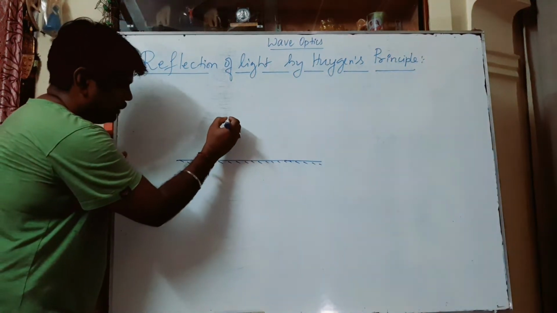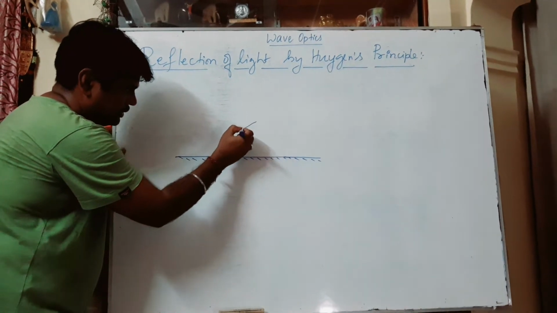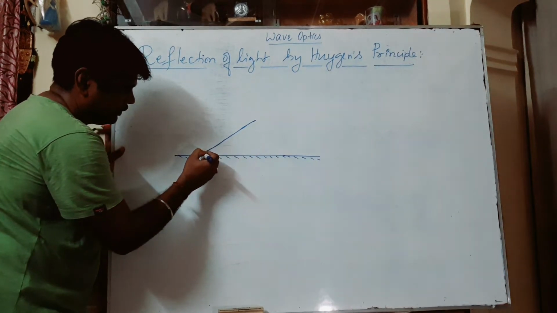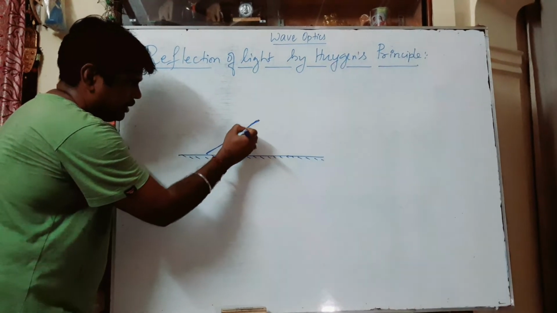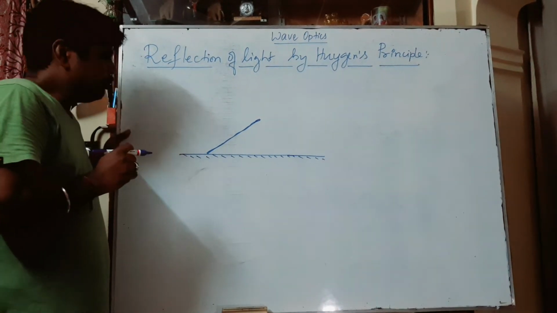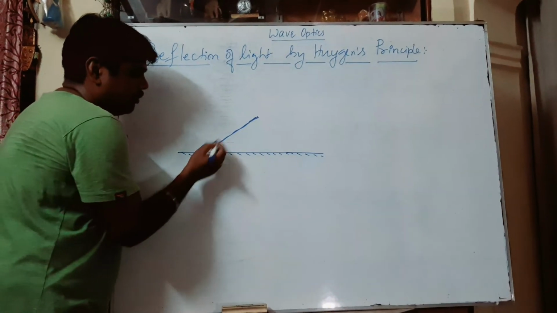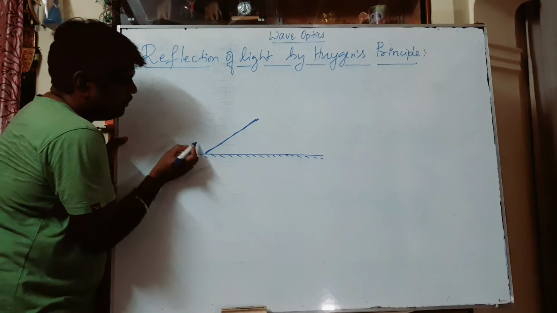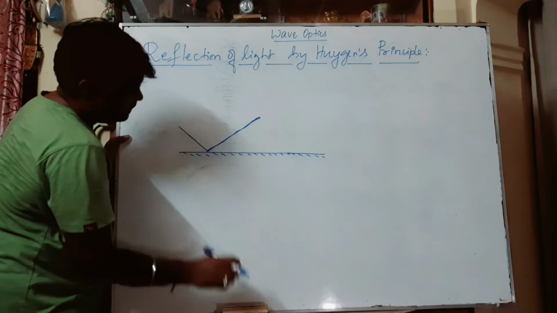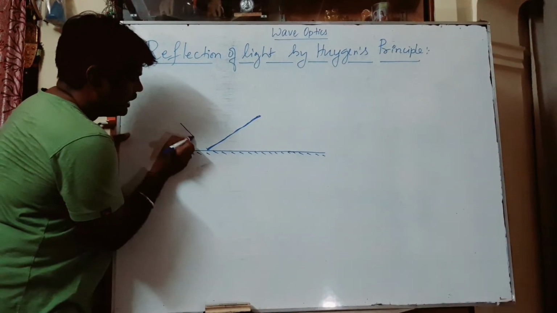You know how to draw the plane wavefront. Let us consider this is the plane wavefront. We should draw a straight line here. You know what a wavefront is? It is the locus of all the points which are in the same phase in a wave. Now for the plane wavefront, if we draw a perpendicular, that perpendicular line acts like the incident light. So this is a ray of light now.